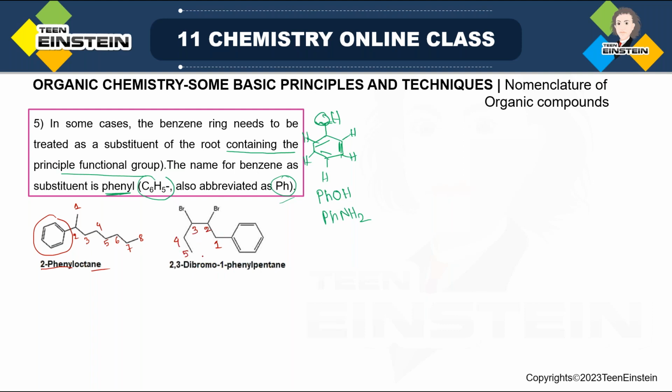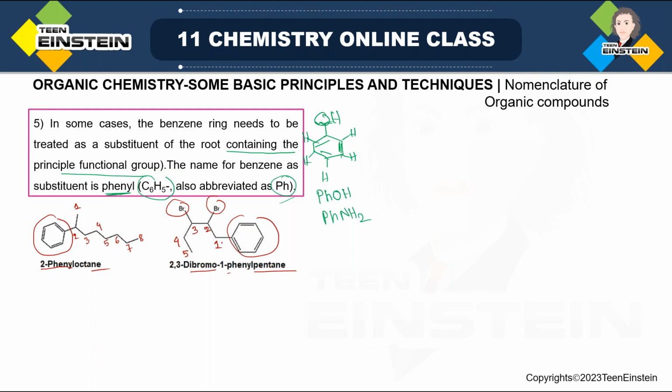Because if you start the numbering the other way, the first substituent will get 3, then 4, then 5. So according to the lowest locant, this is correct. At one position there is phenyl, but the bromo you have to mention first, alphabetical order: 2,3-dibromo, 2 bromine substituents. And at the first carbon there is a phenyl substituent. So total 3 substituents, and the longest chain is 5 carbons. So that is why it ends with pentane.